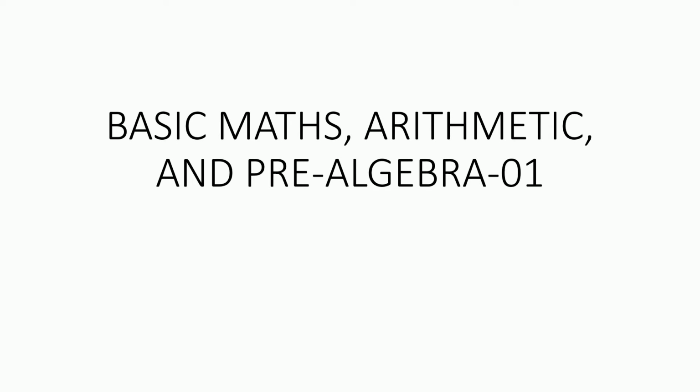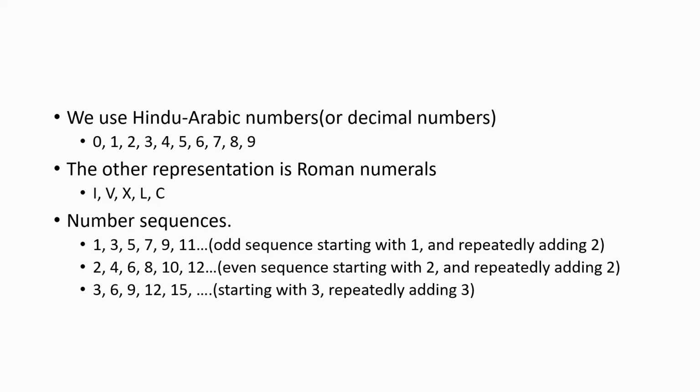Hello friends, in this session we shall discuss some basic concepts from arithmetic and pre-algebra. Here we use the decimal number system. There are 10 unique symbols in the decimal number system, from 0 to 9. These are digits. These are also called Hindu Arabic numbers. There is another representation for numbers, that is Roman numerals. They are I, V, X, L, C, etc.